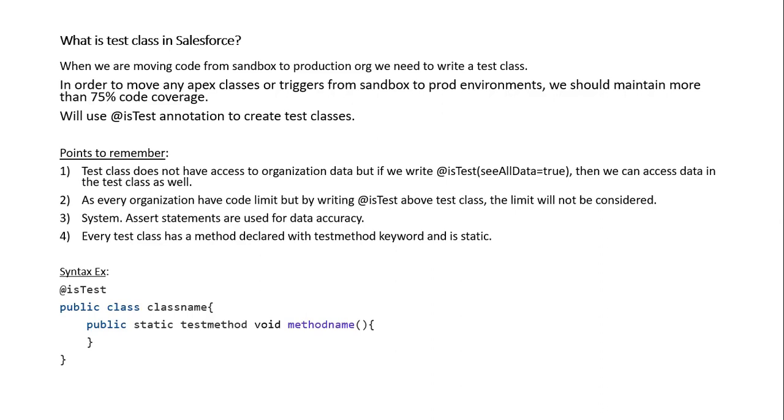When we are moving code from sandbox to production, we need to write a test class for testing purposes. In order to move classes or triggers from sandbox to production, we should maintain more than 75% code coverage in our classes or triggers. And as someone mentioned, the isTest annotation should be used to create test classes. Also, I have added some more important points.